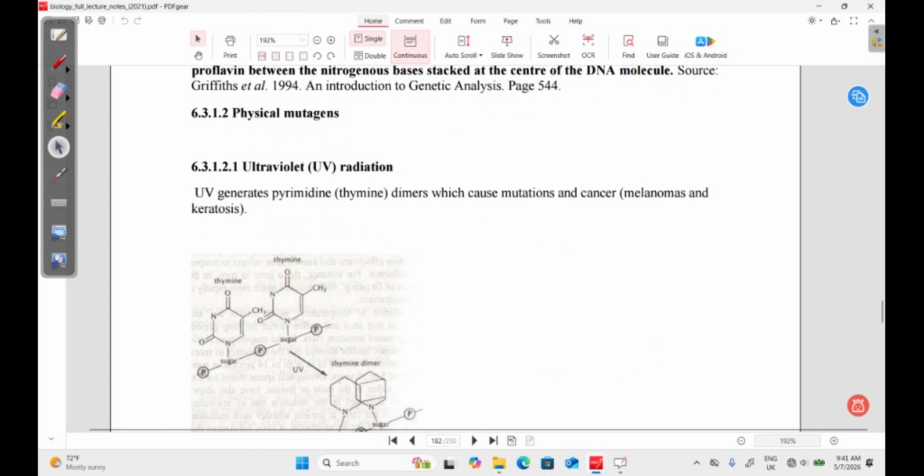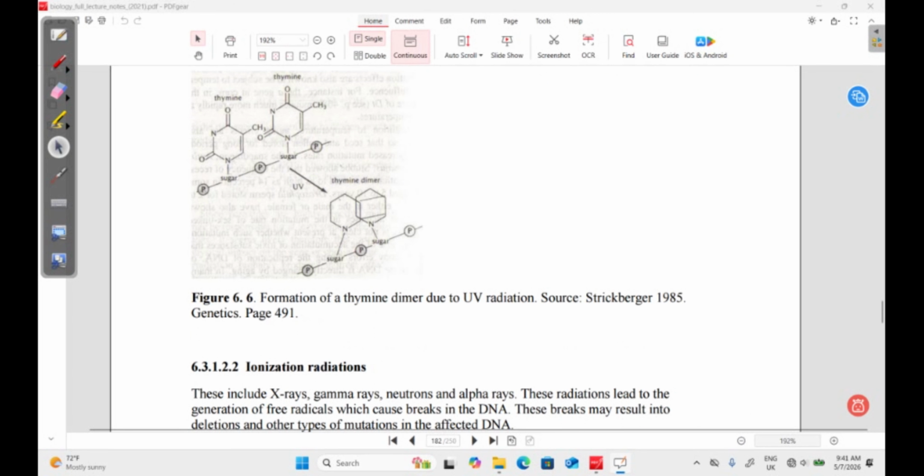So this is your ultraviolet radiation. Let me just show it with a pointer. So this is your ultraviolet radiation. What happens is that the UV light that you get from the sun generates pyrimidine dimers. Dimers means two. So pyrimidine, it means you can get your thymine, thymine. Let's scroll down. Okay, just a minute. So what happens is that in this genetic mutation, when it's exposed to radiation, pyrimidine dimers are made.